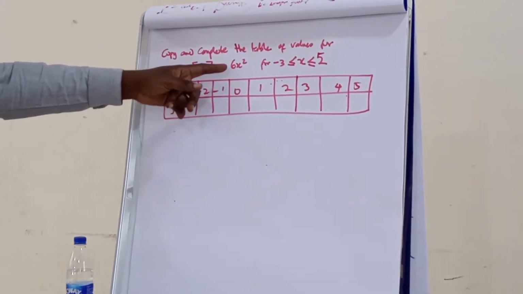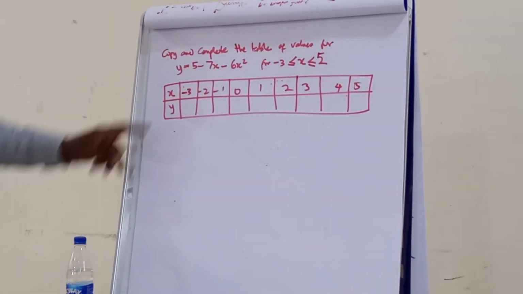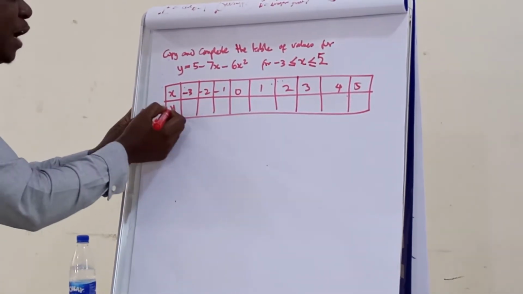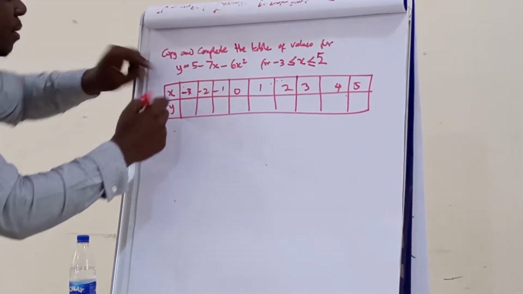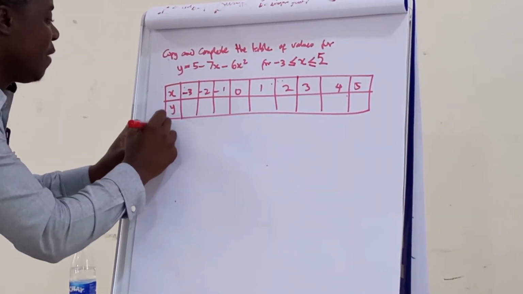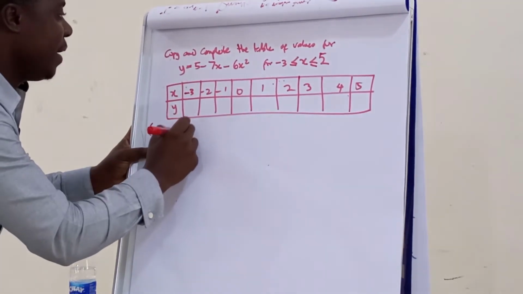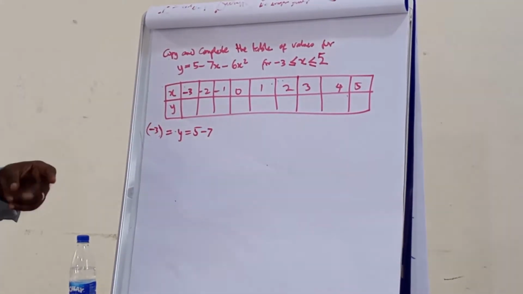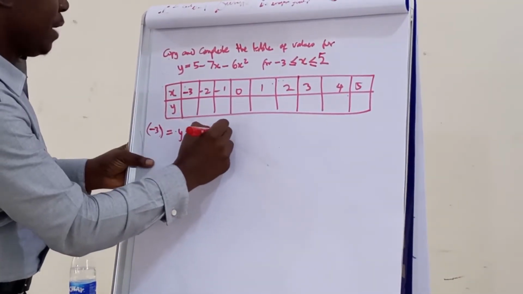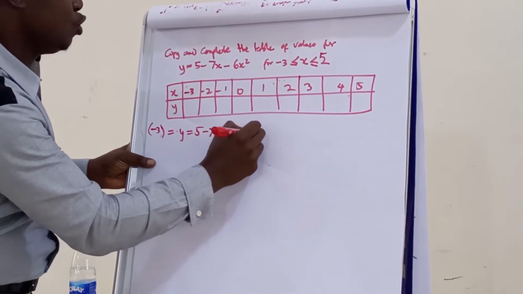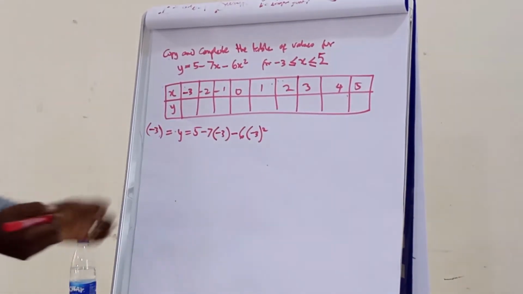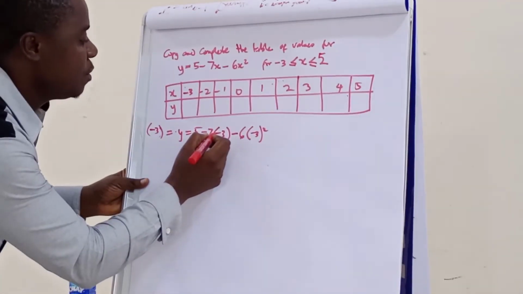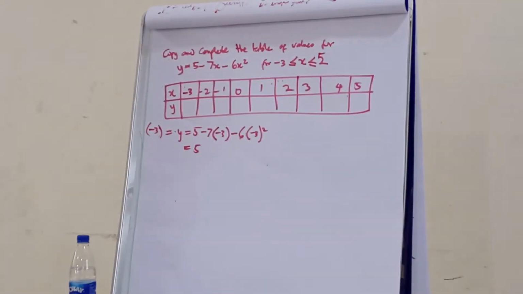Who can tell us the values of y? What do we do? In this case, it is very, very simple. To find the value of y for minus 3, you say y is equal to 5 minus 7x minus 6x squared. So wherever you see x, you put minus 3 there. So you put 7 into minus 3, minus 6 into minus 3 squared. Y is equal to what? 5 minus 7 times minus 3. Minus times minus is equal to what?